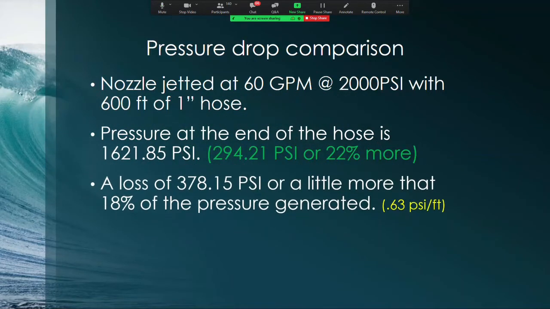Here I have a loss of pressure of 378, just shy of 380 psi, and I've lost 18% of the pressure generated versus almost a third, or just barely over a third from before. And again, in brackets, if you look at in yellow, you'll see that I have a 0.63 psi per linear foot of pressure loss. So I've dropped my pressure loss from 1.1 to just over 0.6 psi, a substantial drop again for an increase of pressure at the nozzle.